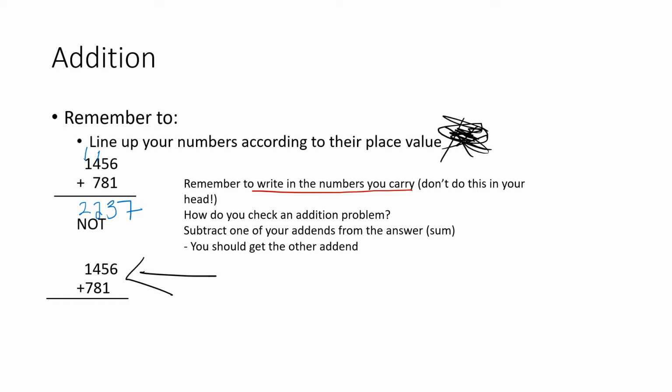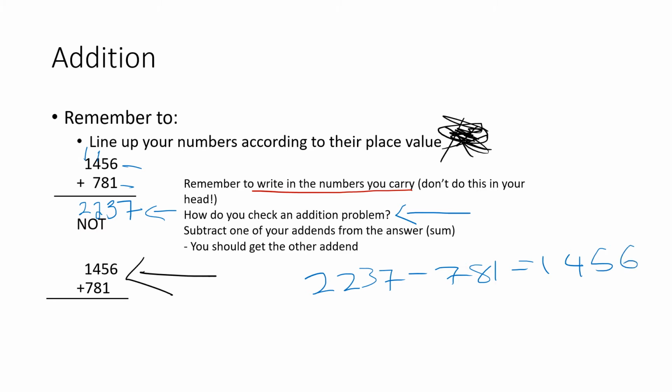Now, let's say it's the zombie apocalypse and your calculator was destroyed by a rampaging zombie. How on earth do you check your addition problem and know if you got it right? You subtract one of your add-ins. These two numbers here are add-ins from the sum. The sum is your answer. And you should get the other add-in. So we should be able to do 2,237 minus 781 and get 1,456. If you don't believe me, go ahead, plug it into your phone, because I'm sure your phone is right next to you right now, and you should get that for your answer.